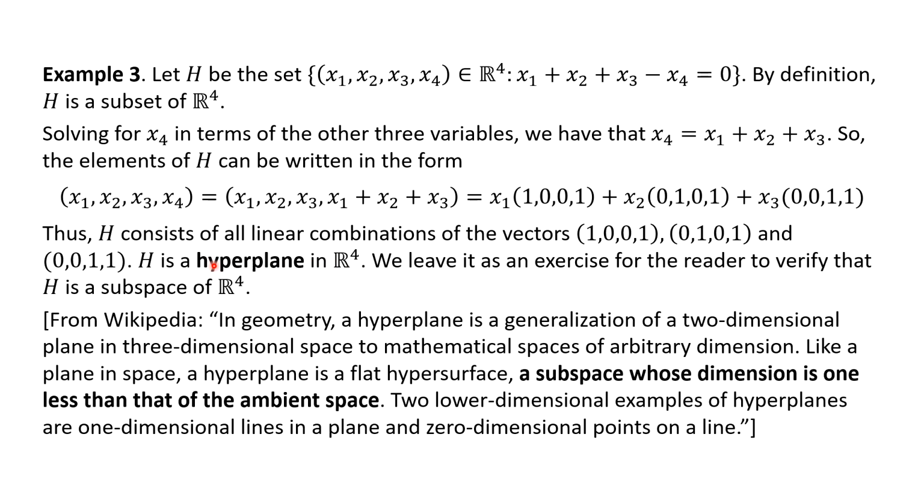So just in general, in terms of terminology, if you have a subspace that's dimension 1 less than the containing vector space, that's called a hyperplane. So in our case here, we had a three-dimensional space, this set H, within R4, so that's a hyperplane. But you can go up to higher dimensions. You could have a subspace of dimension n-1 in n-dimensional Euclidean space, and that would be called a hyperplane.